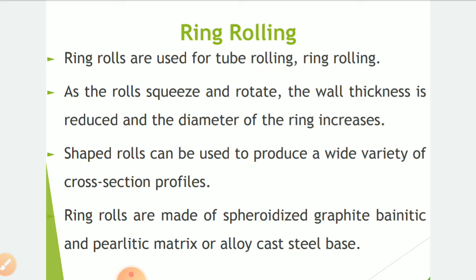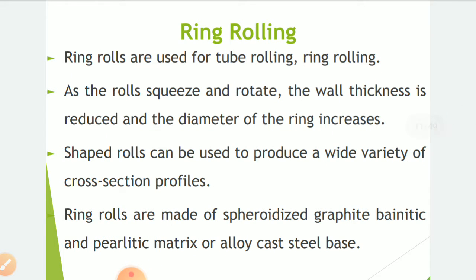So ring rolling is used for tube rolling, not to manufacture, to roll the tubes. Now understand the difference here. The product which we are going to use here will be a tube. So we will not manufacture the tube here, but we will do some modification, like improving the surface finish or increasing the diameter of the tube or decreasing the thickness of the tube. That kind of task we will do here, but we will not manufacture the tubes here.